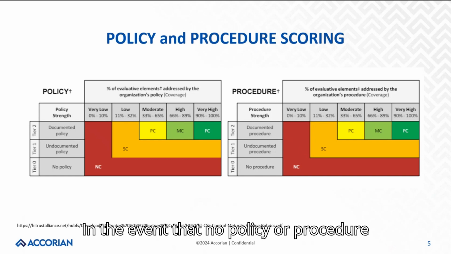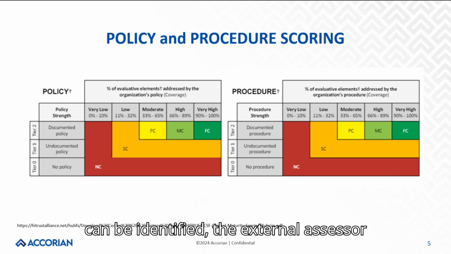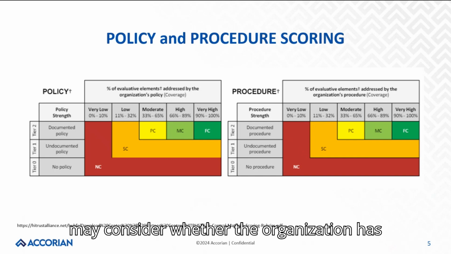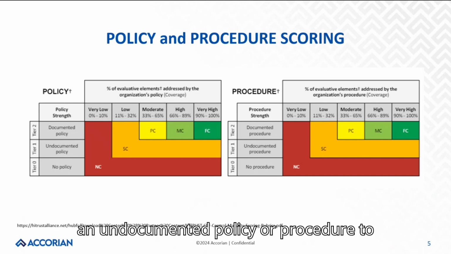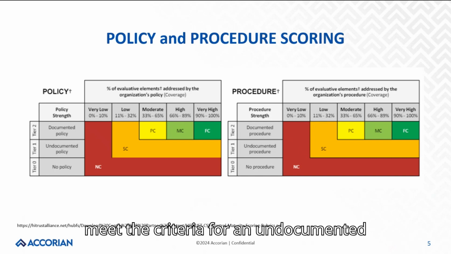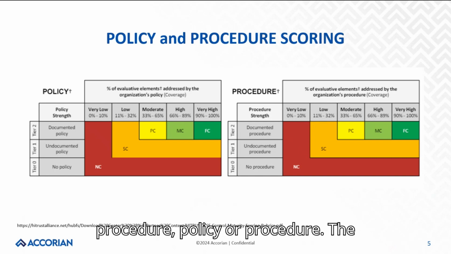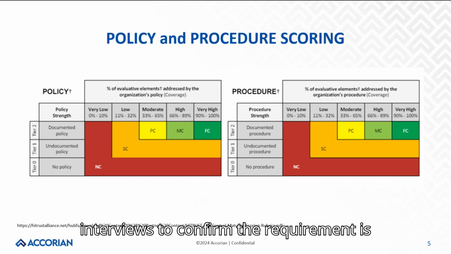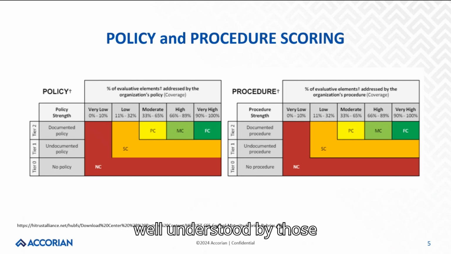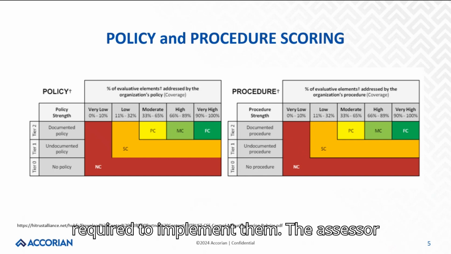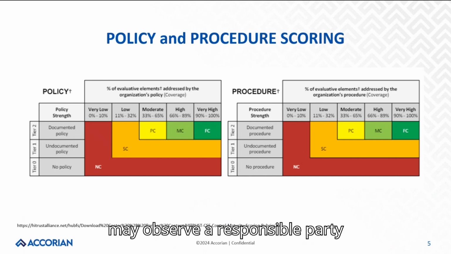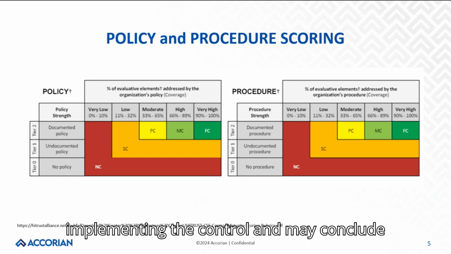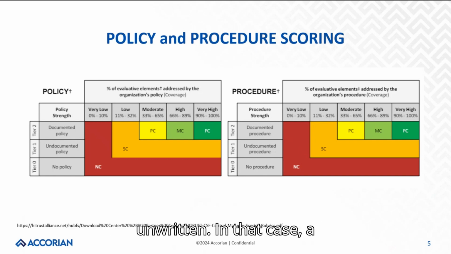In the event that no policy or procedure can be identified, the external assessor may consider whether the organization has an undocumented policy or procedure. To meet the criteria for an undocumented policy or procedure, the assessor might conduct one or more interviews to confirm the requirement is well understood by those required to implement it. The assessor may observe a responsible party implementing the control and may conclude that the control is implemented but unwritten. In that case, a strength of tier 1 may be given.